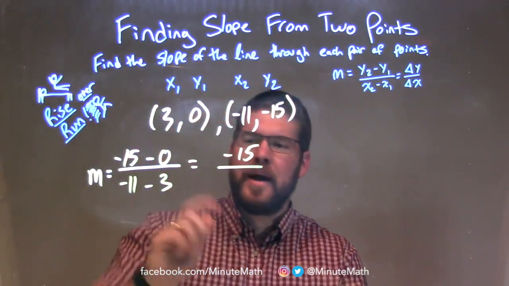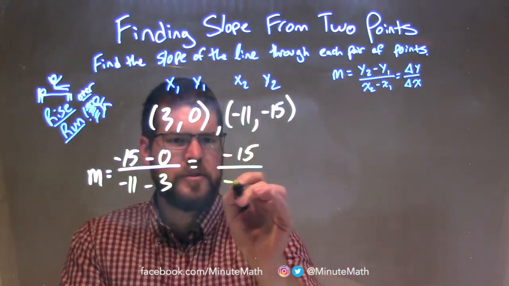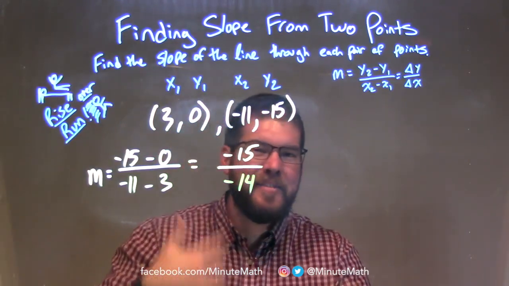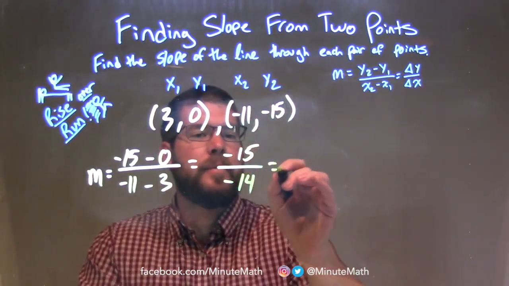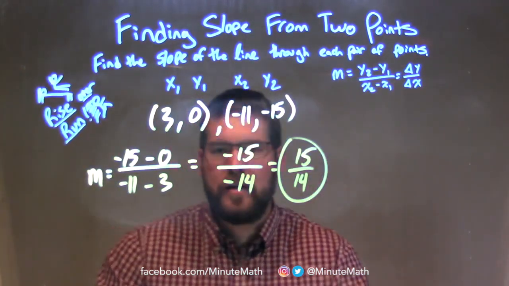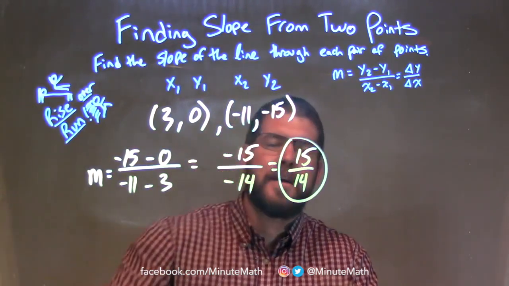And negative 11 minus 3 is the same thing as negative 11 plus the negative 3. So we have a negative 14 right there. Okay? Well, negative divided by negative is a positive number, so we simplify this to be positive. So it's just 15 over 14. There is our final answer. Our slope here between these 2 points, 3, 0, and negative 11, negative 15.